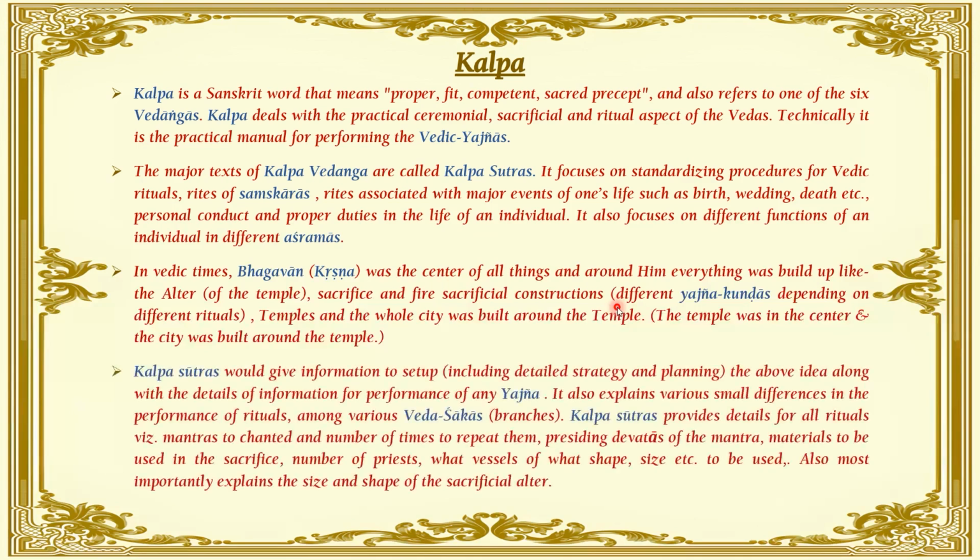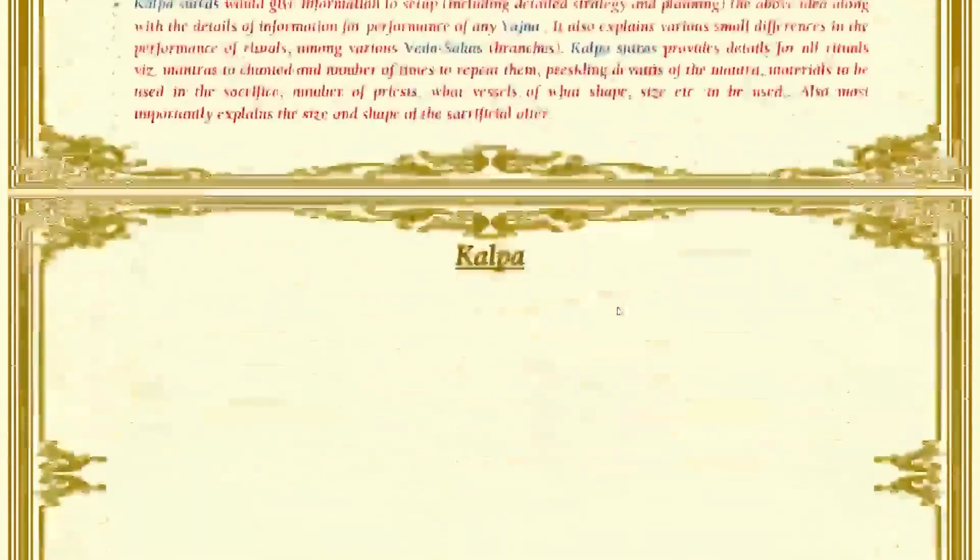The Kalpa Sutras give information to set up, including detailed strategy and planning, along with the detailed information for performance of any yajna. They also explain the small differences in the performance of rituals of the Veda Shastras. So we'll just see it in the next slide.